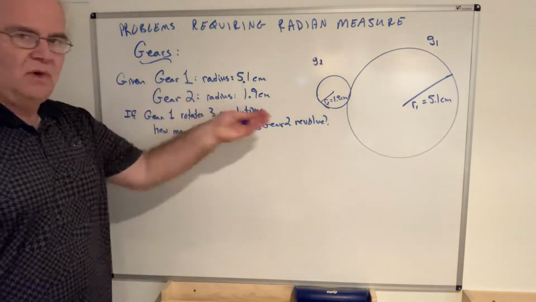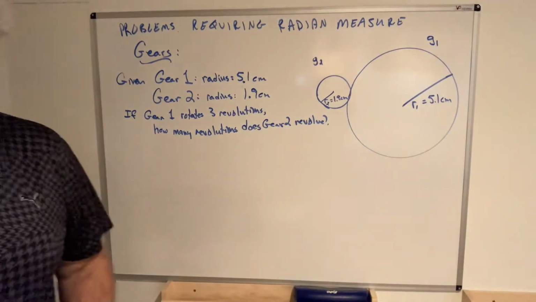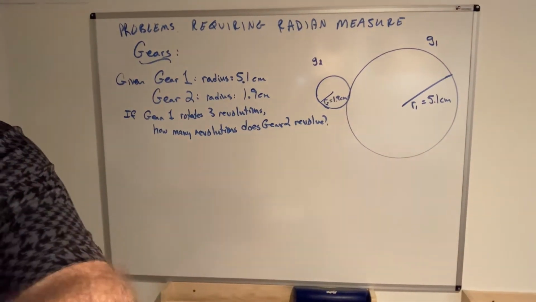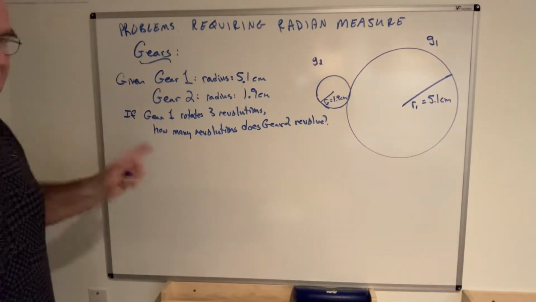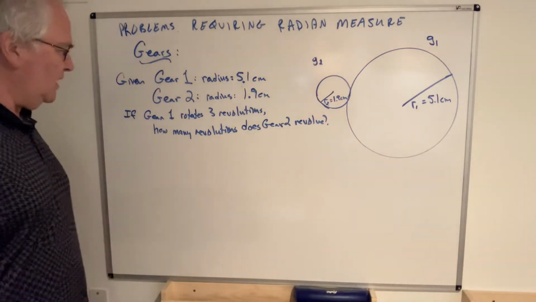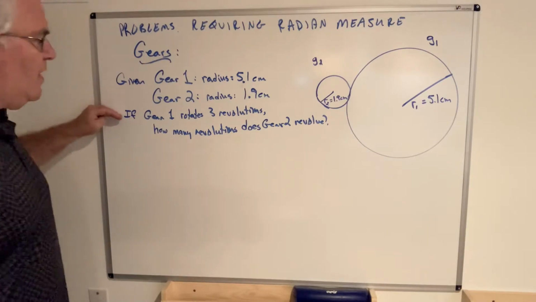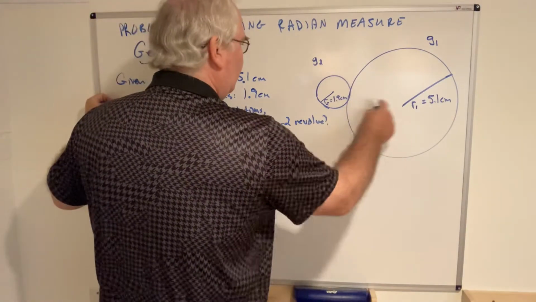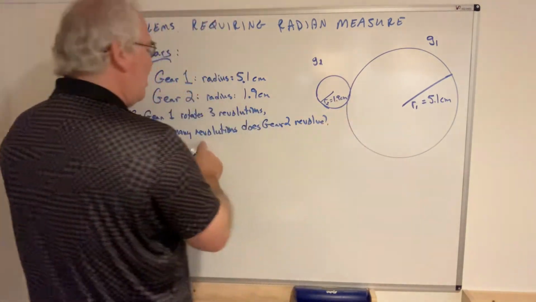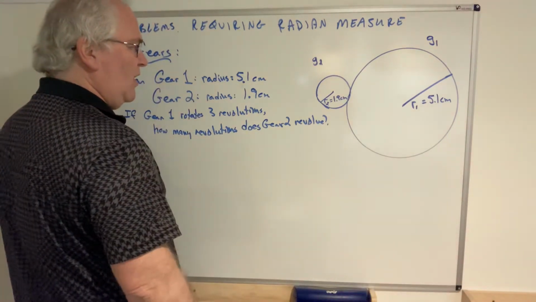Whenever you have two circles, two gears, or two wheels, you should always subscript so there's no confusion as to which one you're dealing with. All right, so if gear 1 rotates 3 revolutions, so this goes 3 complete revolutions, the question is how many revolutions does gear number 2 revolve?